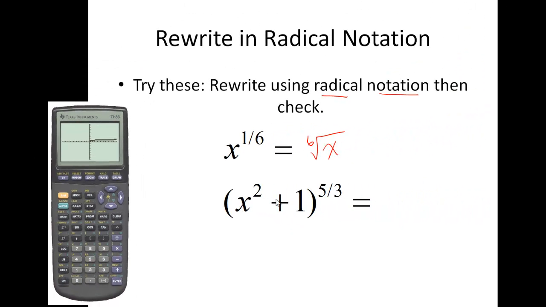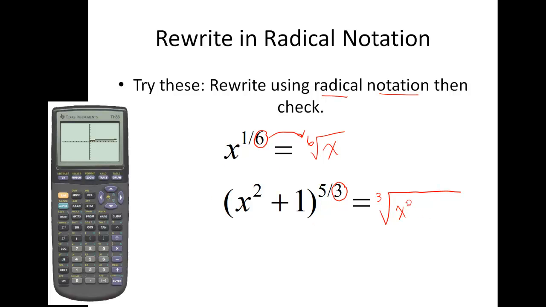All right, so the next one here, I have x squared plus 1 to the 5/3. So we've been noticing that the number that's down here in the denominator ends up being the root. So one way to remember that is the denominator is the bottom part of a fraction. The root is the bottom part of a plant. So the bottom part of the fraction is the root. So the 3 in this case is going to be our cube root. And what is it going to be the cube root of? Well, the rest of it.